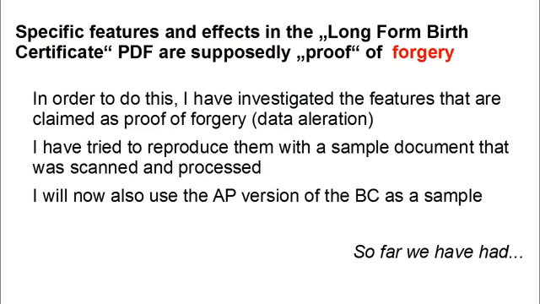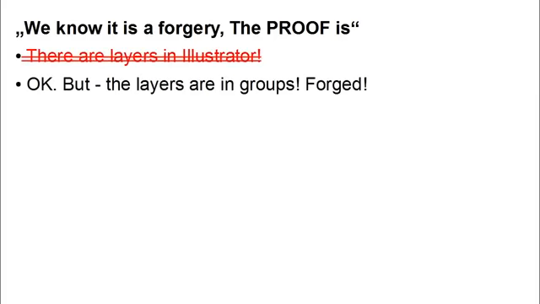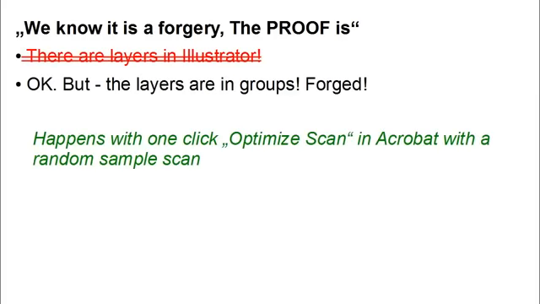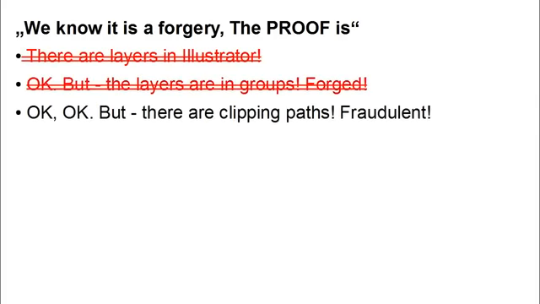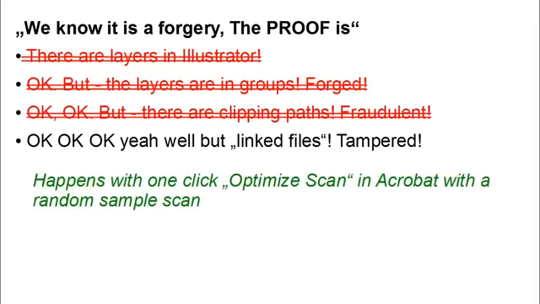So far we have had as claims as definite proof of forgery, which leave no other explanation than that the data were altered, things like there are layers in Illustrator, which people pretty soon found out is just something that happens when you optimize scans in Acrobat. The next thing was, well, layers are in groups, that has to be forged, same thing. There were clipping paths, still the same function creates that. Well, there were linked files, which means it's supposed to be assembled from different documents. But it turns out, again, if you do optimize scan, that's what you get.